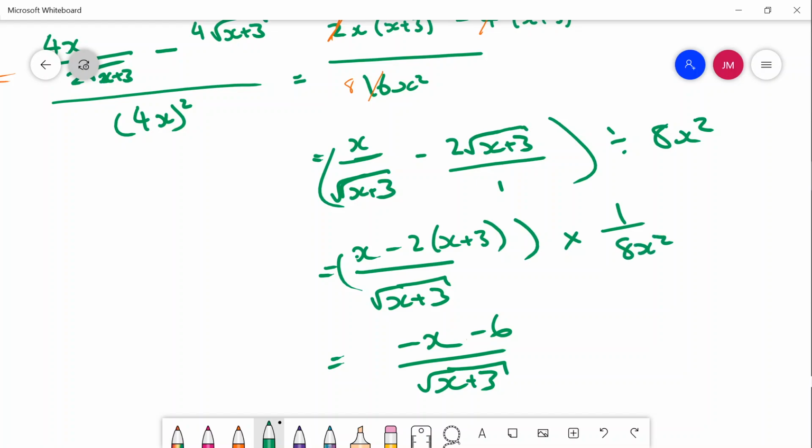So we end up getting 8x squared on the bottom there as well. So there's my derivative. How nice and easy was that? Okay. All the best. You'll need it.